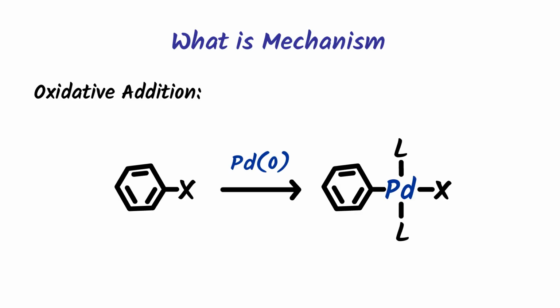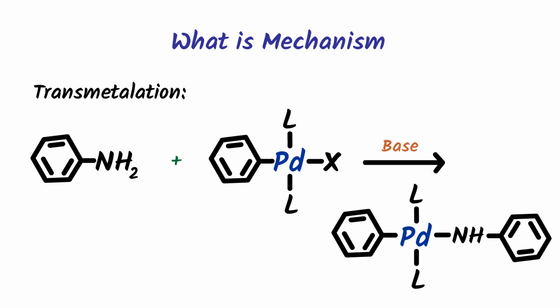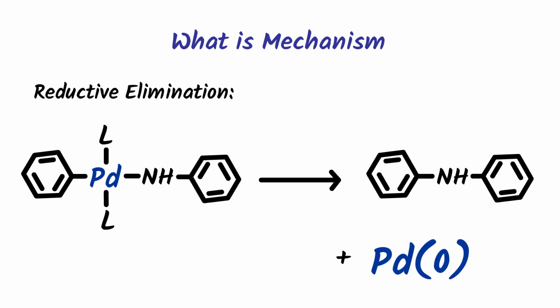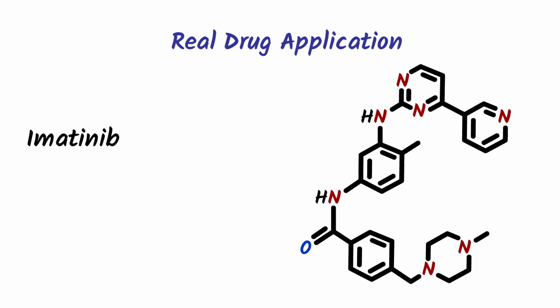Palladium first undergoes oxidative addition into the carbon halide bond, then the amine coordinates to the metal and is deprotonated by base, and finally reductive elimination forms the new carbon-nitrogen bond. For real drug applications, intermediates in the synthesis of imatinib, which is Gleevec, the landmark leukemia drug, use this type of carbon-nitrogen formation to install amine groups.